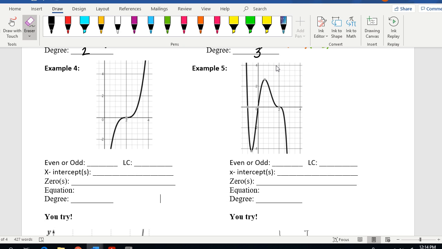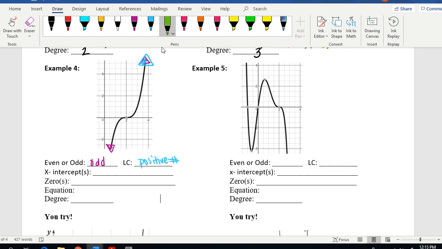All right, so let's look at example 4. The first thing I'm going to look at is if this is going to be an odd or even degree function. My ends are going in opposite directions, so this is going to be an odd degree function. I'm going to look at the right side of my function, which is going up, so that means I'm going to have a positive leading coefficient, so a positive number.